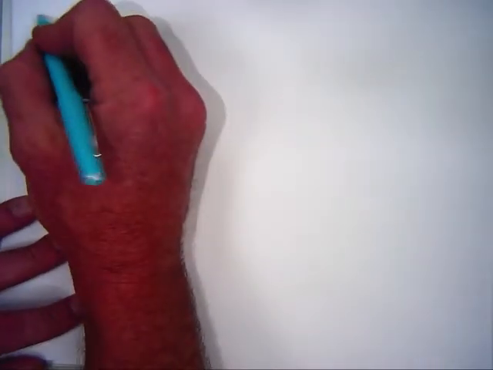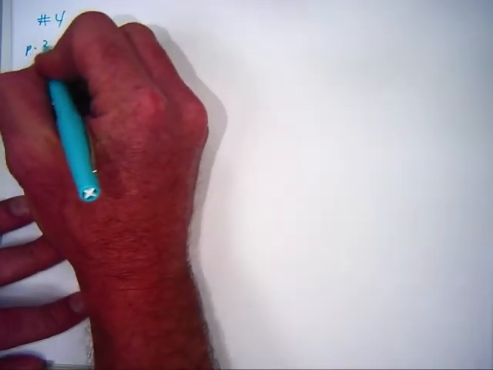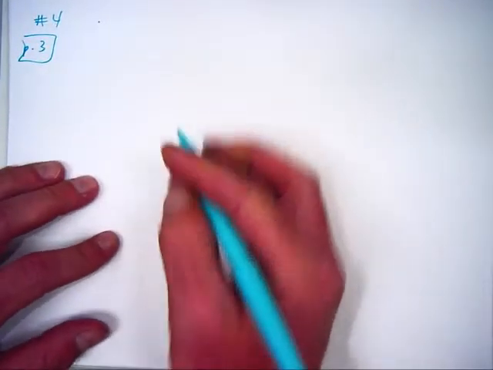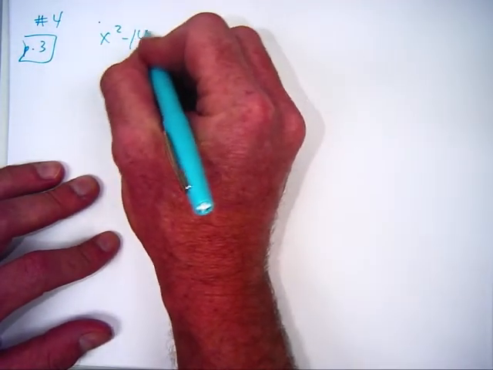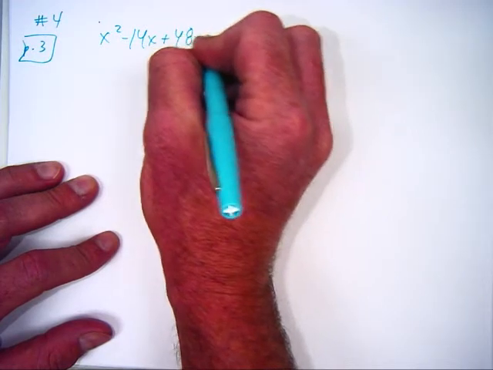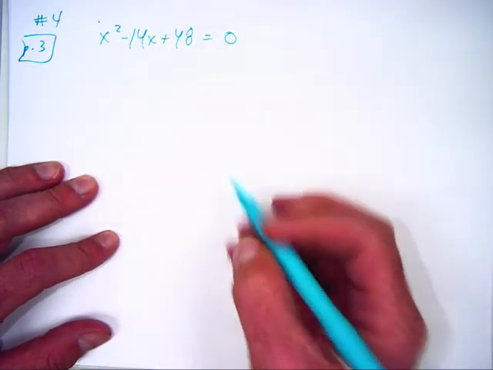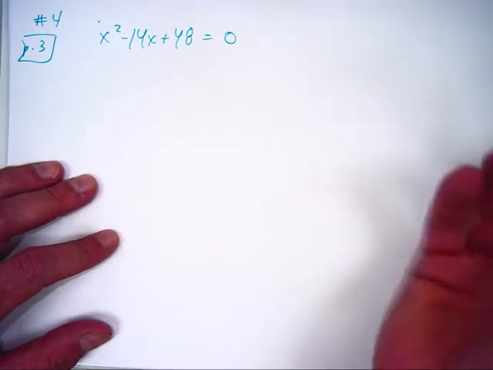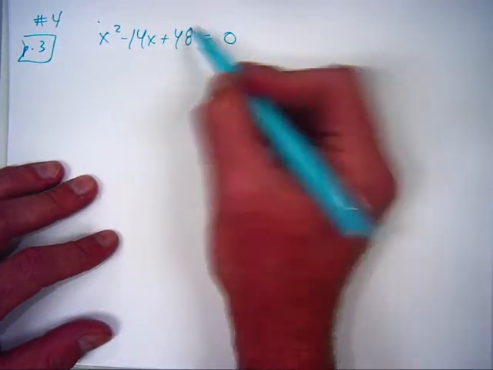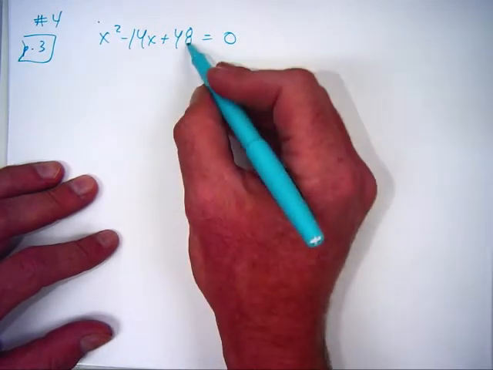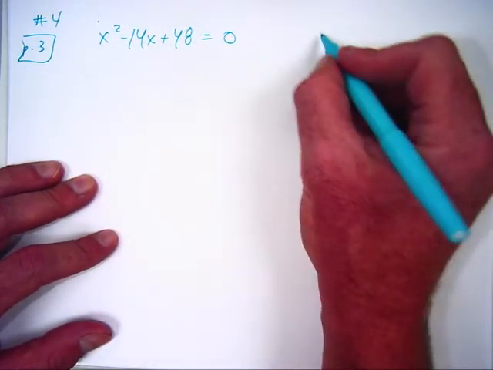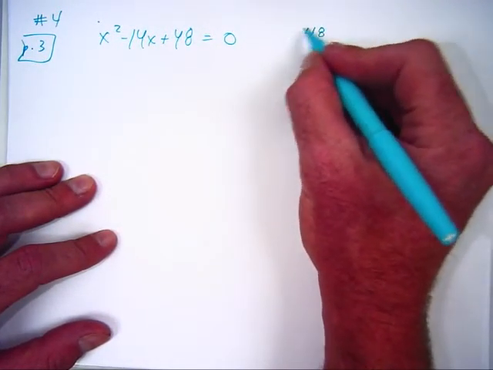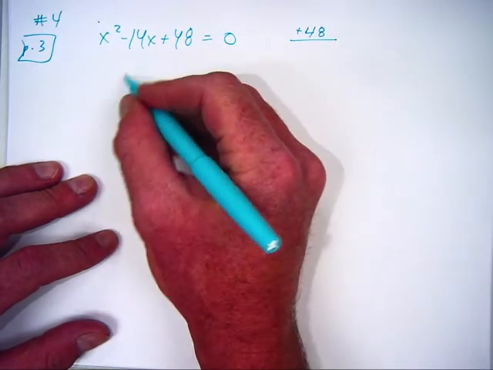Let's look at number 4 on page 3. That's x squared minus 14x plus 48 equals 0. Looks like we're going to have to factor this as a trinomial. Think of it as grouping, but just use the CAST method, which is very similar to grouping. It just takes out steps. So we need to find something that multiplies to positive 48, adds to negative 14.